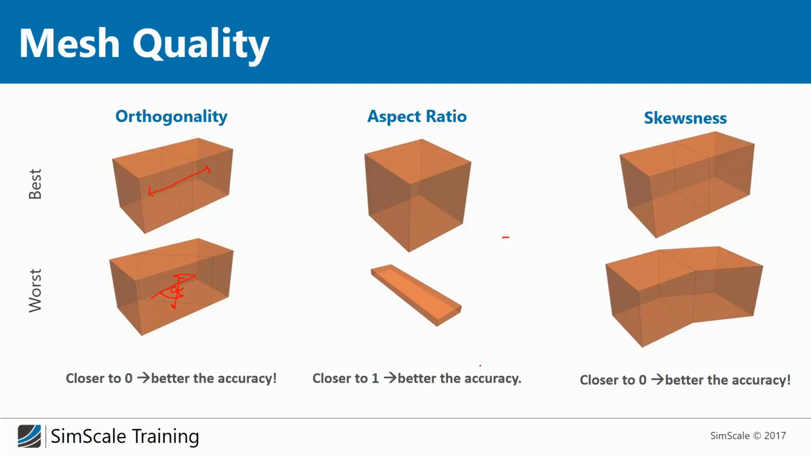And the last thing is skewness. In contrast to orthogonality, skewness is not about the angle between the interface of two elements, but about the angle between the surrounding surfaces of a single element. And here again, the best skewness is displayed on the top. It would refer to 0, and the larger the skewness is, the worse it is for the mesh quality.